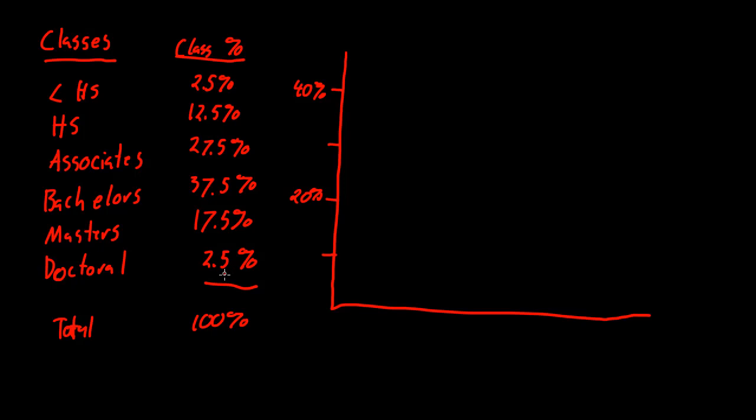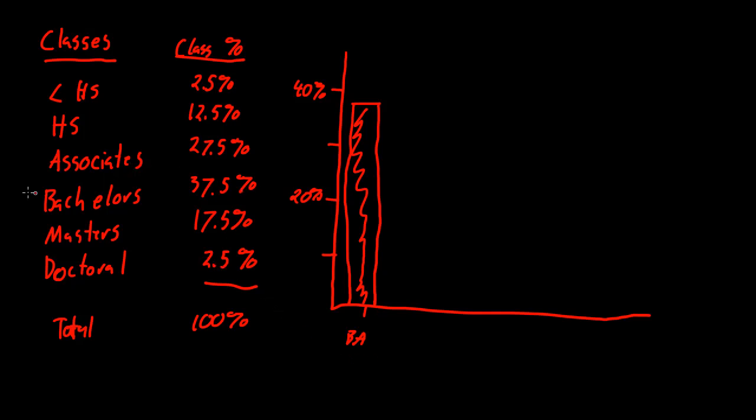So again, since we're doing a Pareto diagram, we're going to need to start with bachelor's as our highest. So we're going to say our bachelor's, you can say BA. And for our bachelor's, we have 37.5%. So that's right up here close to 40. So we're right about here. And then we just draw a line straight down for our bachelor's. And we can fill that in if we want.